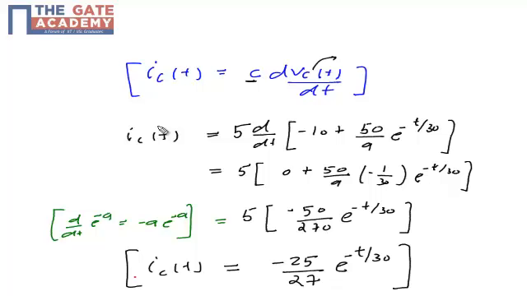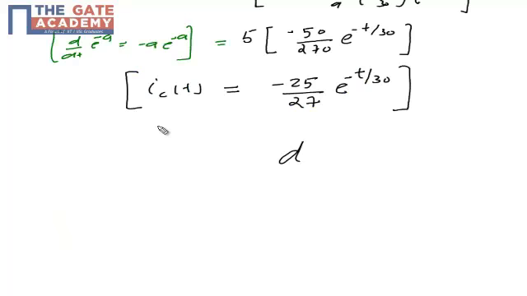This is the current flowing through my capacitor C, with the 5 farad capacitance. So my correct option is D.